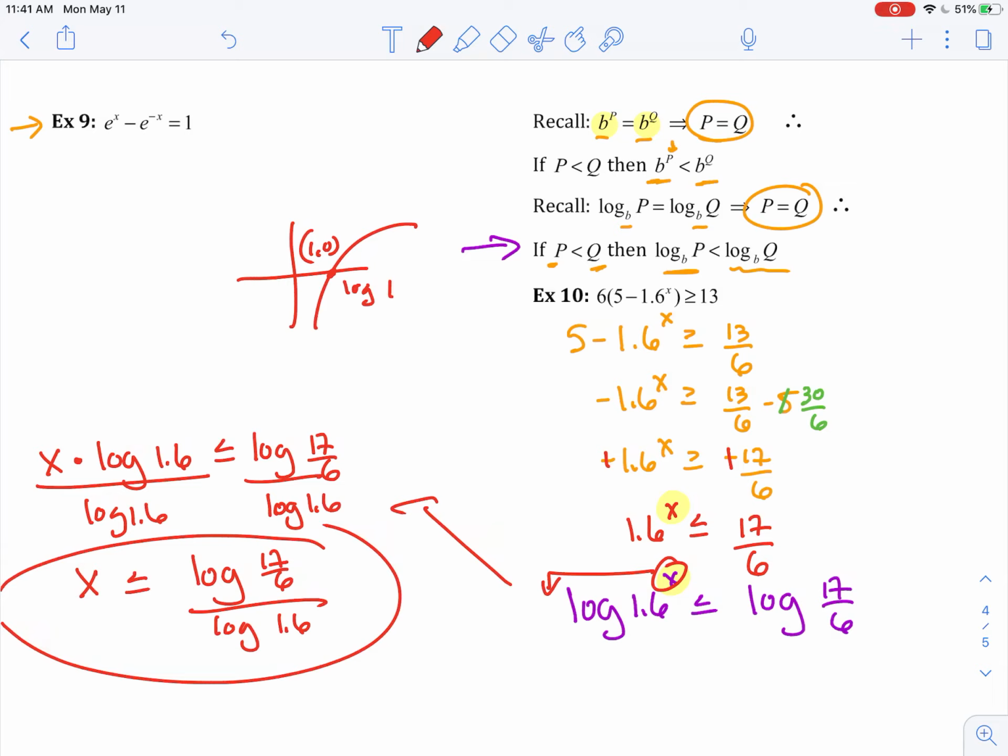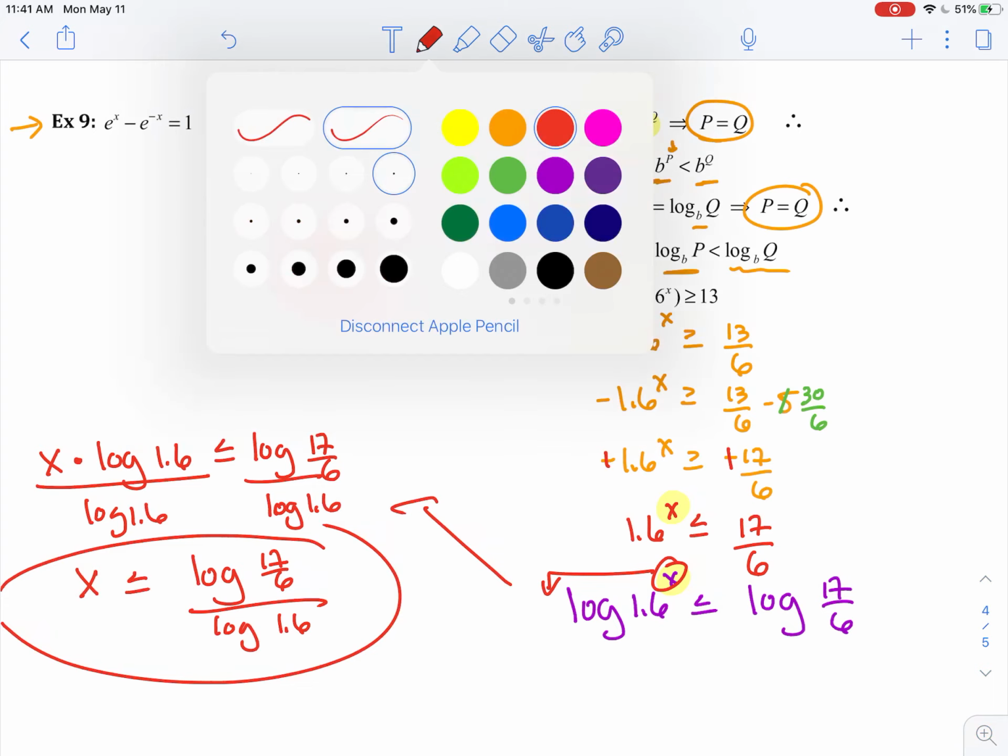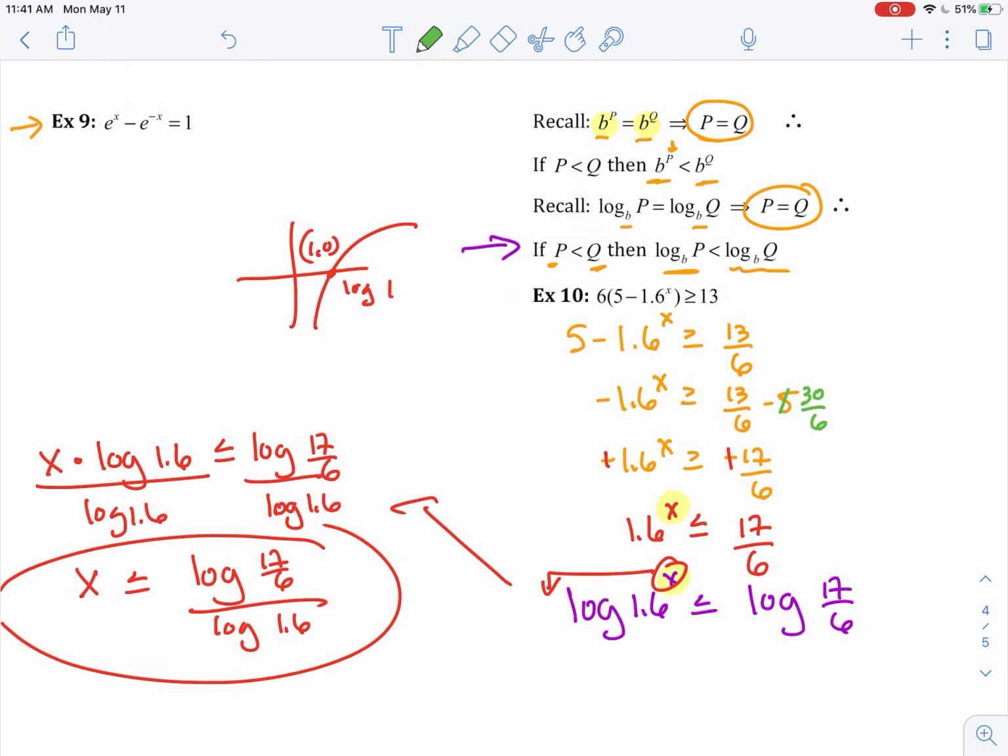And keep in mind, you cannot just divide those numbers. Our answer right now is in terms of base 10. This is also equivalent, because we do have a base change going on, to the log of 17.6 base 1.6. So those say the same thing. Okay? And that is 5.5.